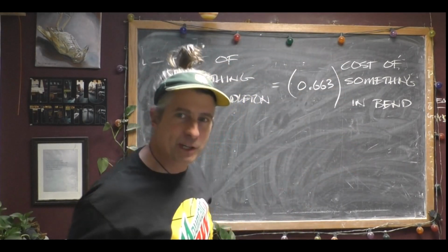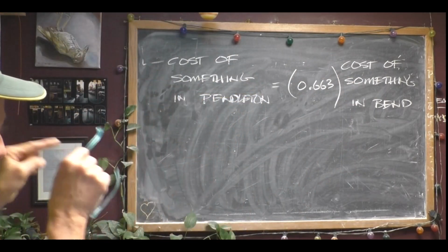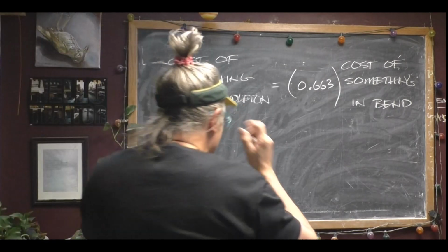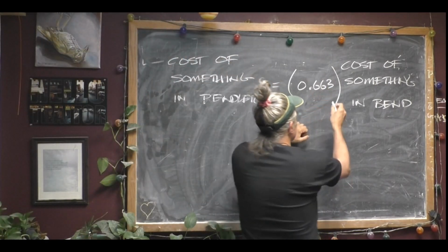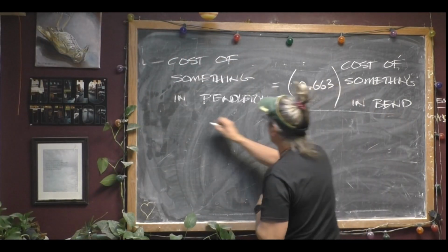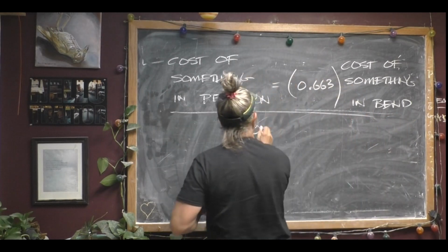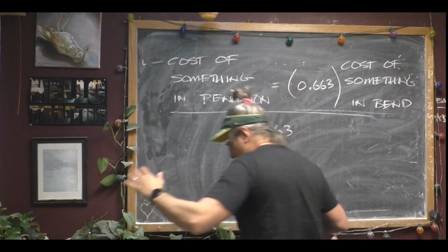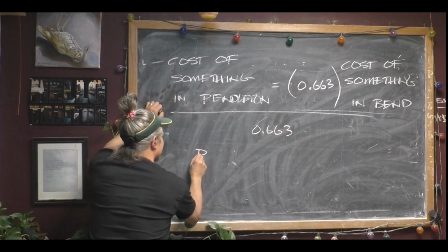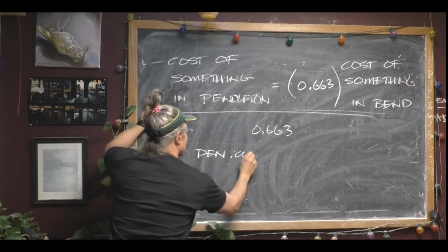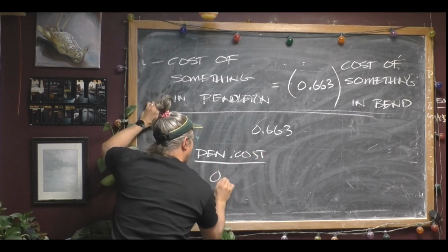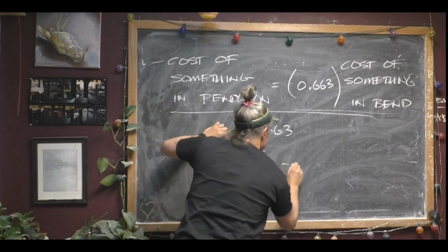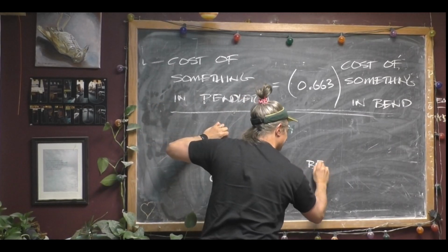So I think we can do this pretty quickly mathematically. We just take this equation and move the 0.663 over to the side. So since it's multiplied, I think if we just divide the whole equation by 0.663, that'll take care of it for us. So that means the Pendleton cost divided by 0.663 is going to be equal to the Bend cost.